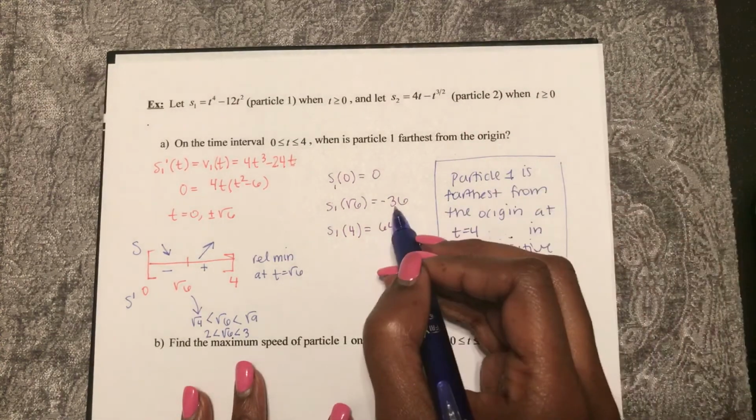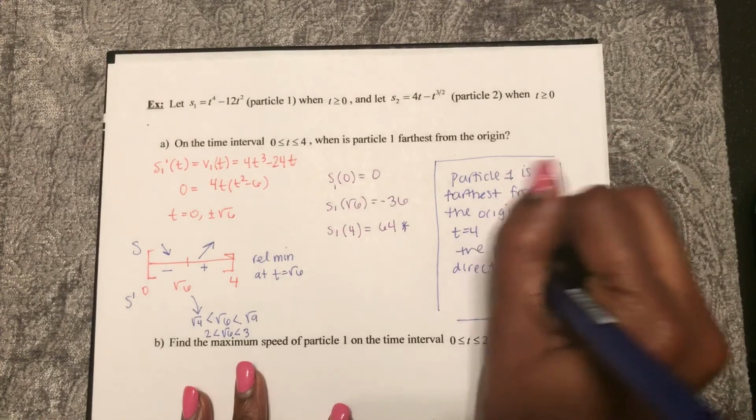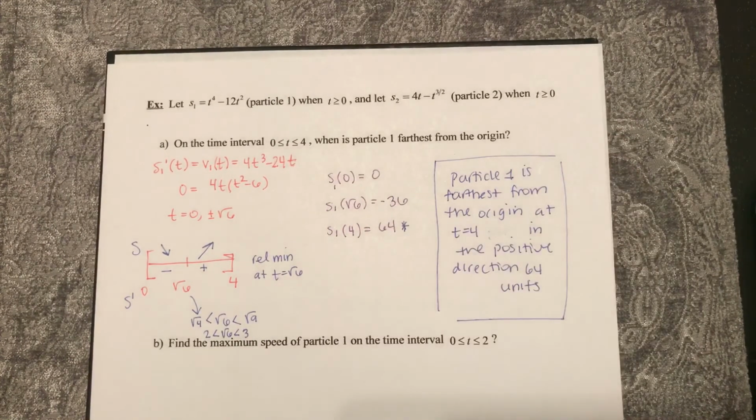So notice here it's in the negative direction, 36 units, but it's not as far as 64. So don't forget to check all endpoints when optimizing on a closed interval.